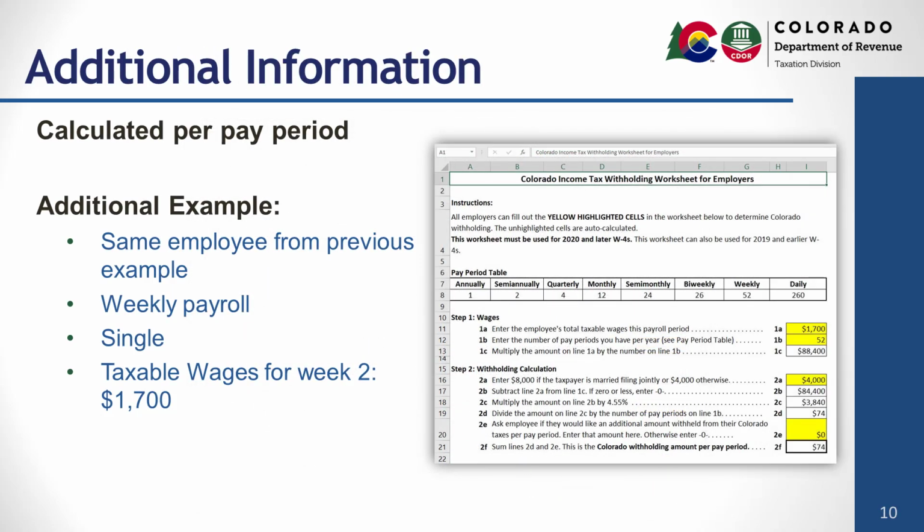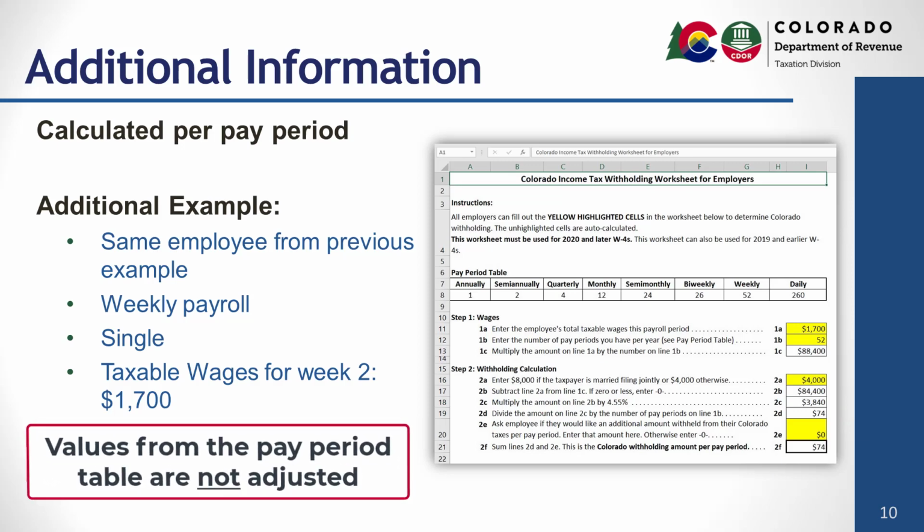Colorado wage withholding is to be calculated separately for each pay period, as employee wages may change from one period to the next. In our second example, the same employee has taxable income of $1,700. Since payroll is weekly, 52 is used for the number of pay periods. On line 2A, 4,000 is used as the W-4 completed by the employee shows that he is not claiming married filing joint. The increase in taxable income results in an increase in Colorado withholding.